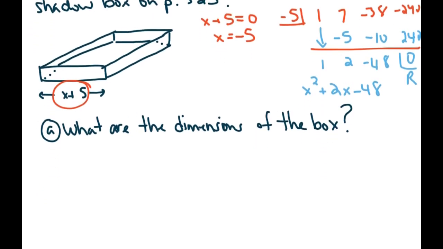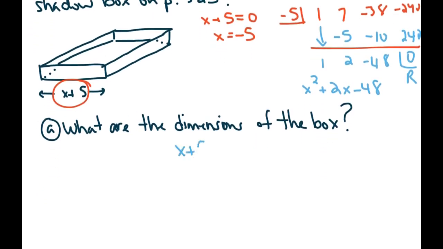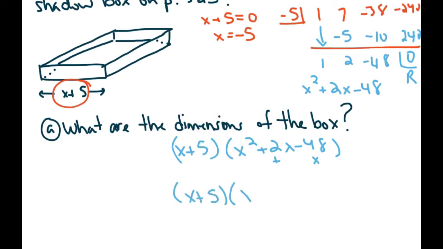Well, I know one of the dimensions. They told me one of the dimensions was x plus 5. To find the other two dimensions, I'm going to factor this trinomial. I'm going to look for the two numbers that when you multiply them give you -48, but when you add them give you +2. Well, those two numbers are going to be +8 and -6.